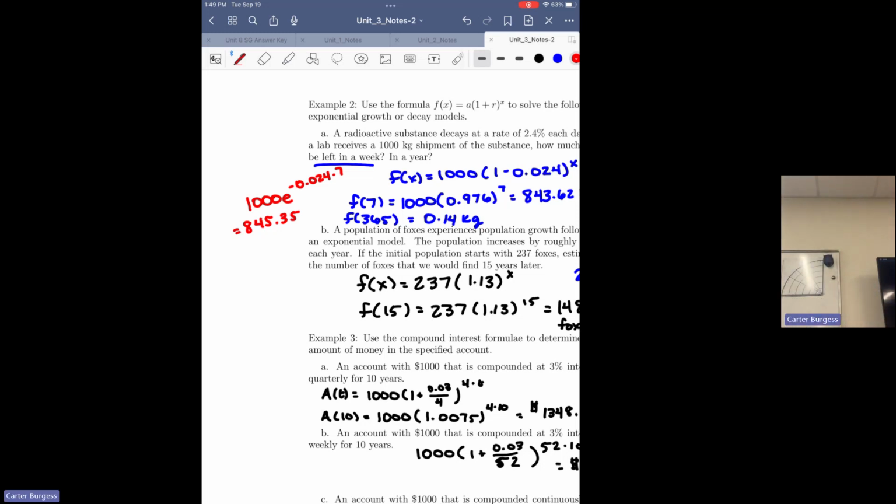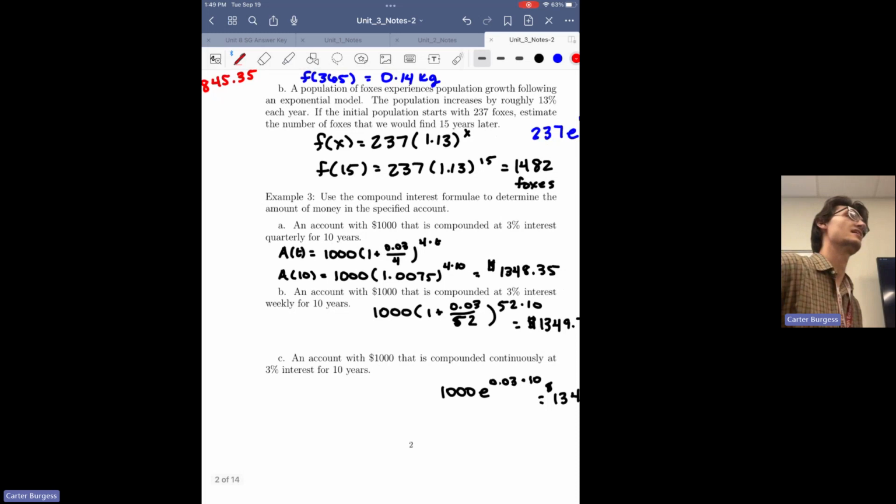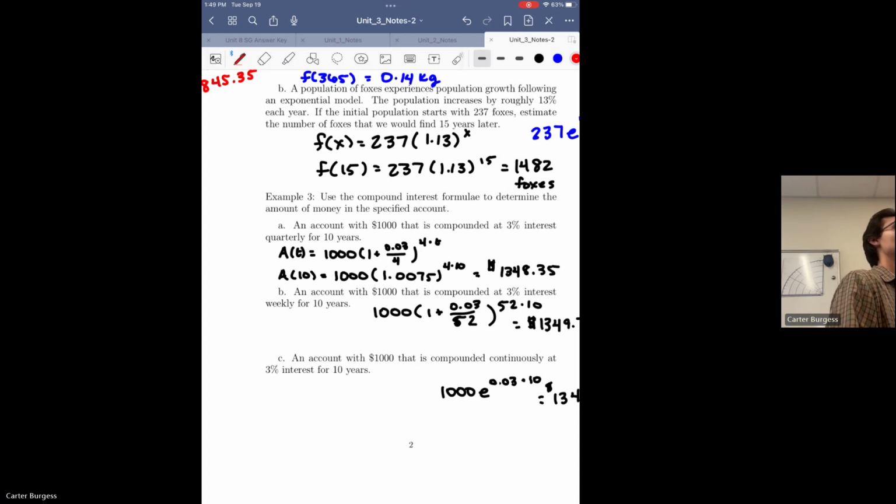Yes. So you got 52 for the weekly for 10 years, right? Because there's 52 weeks in a year. 52 weeks in a year, exactly. How come quarterly is just 4? So quarterly means 4 times a year. Semi-annually would be twice a year, and then biannually would be once every 2 years. Good question. Yes, quarterly 4 times a year, and then weekly 52 times a year. I could do monthly, it would be 12 times a year.